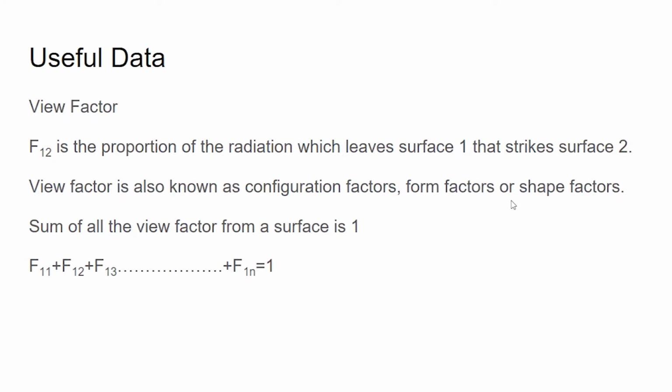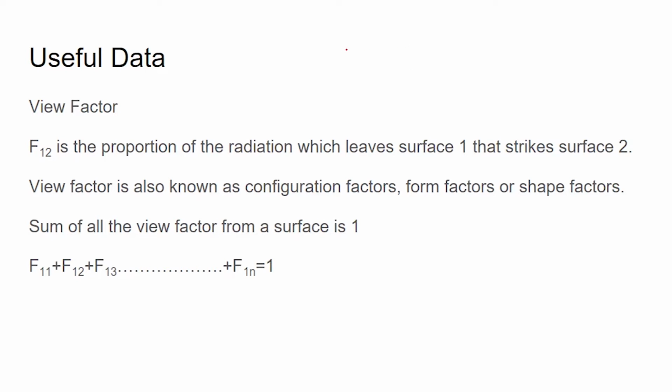The first one is view factor. What is a view factor? F12 is a view factor, and F12 is the proportion of the radiation which leaves surface 1 that strikes surface 2. View factor is also known as configuration factor, form factor, or shape factor.